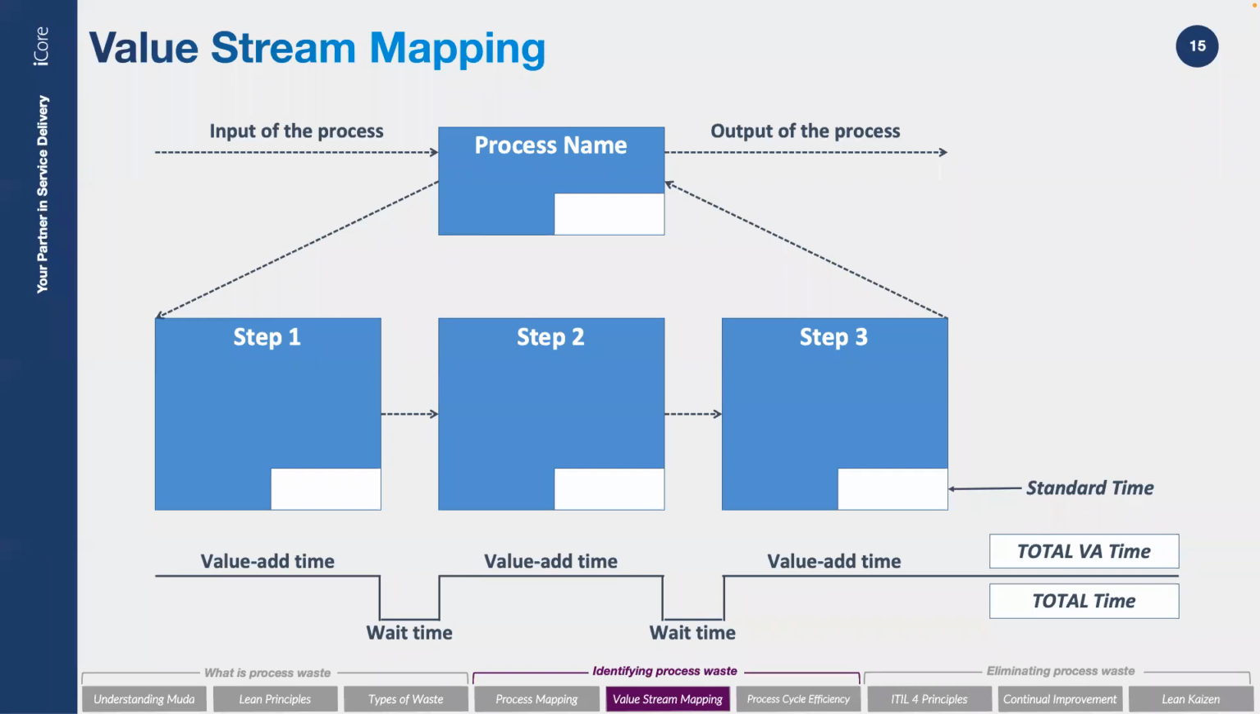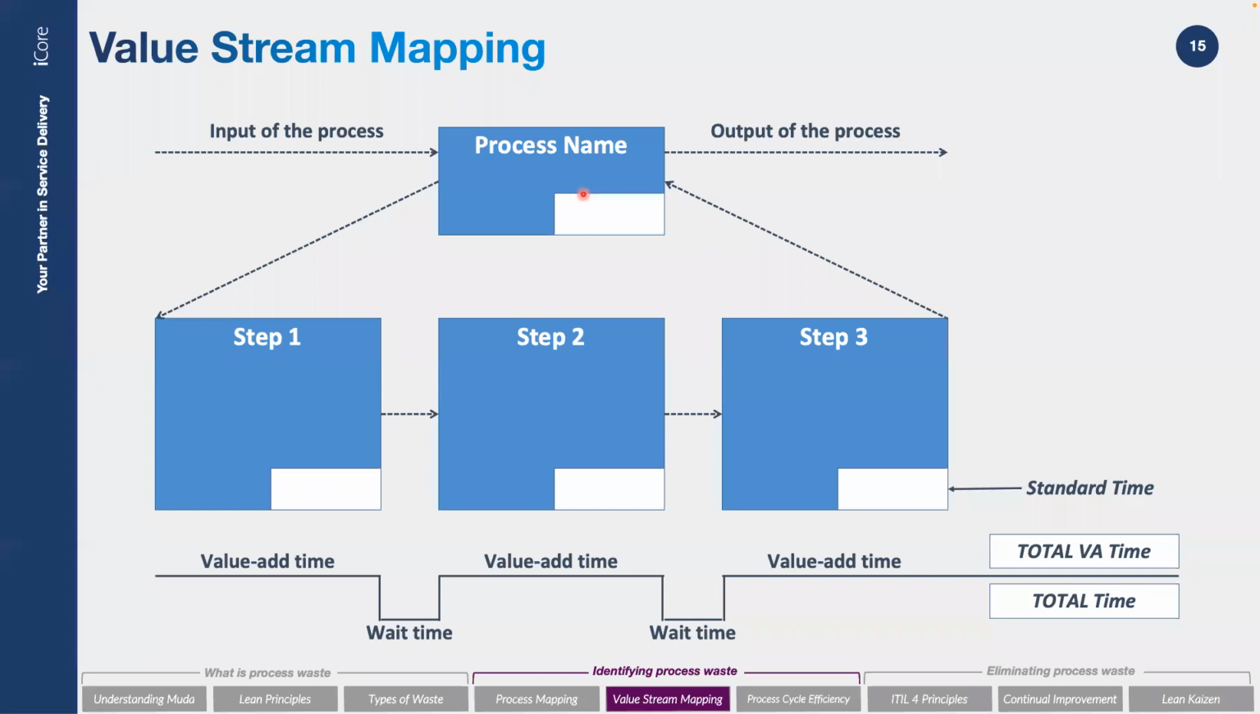So here we have the process name, in this case, incident management. You might have inputs to the process, outputs to the process, and maybe some process information here. Again, you'll see this in our example on the next slide. Underneath this is broken down into a series of steps. And under these, there are a series of data captures, really.